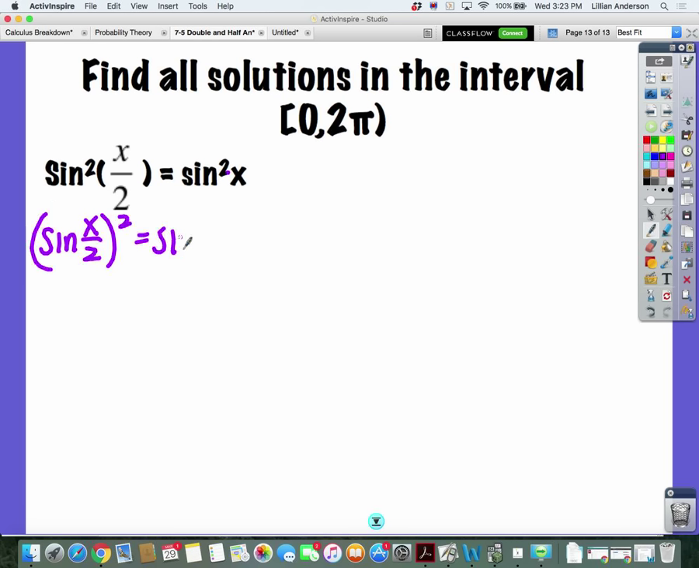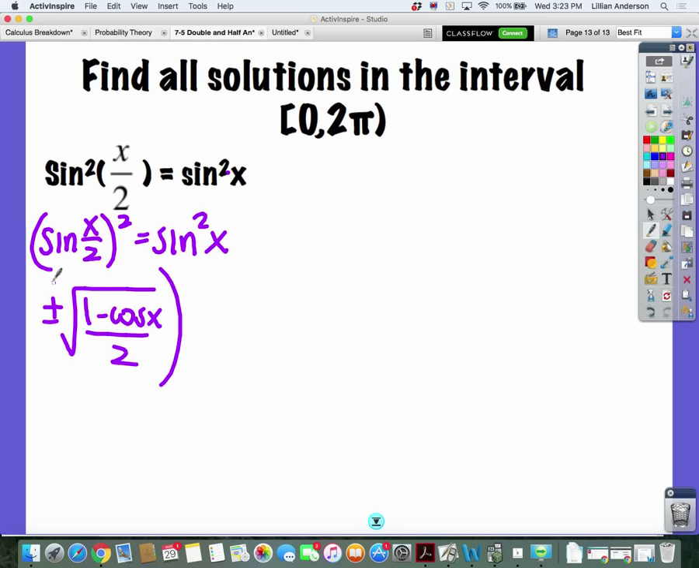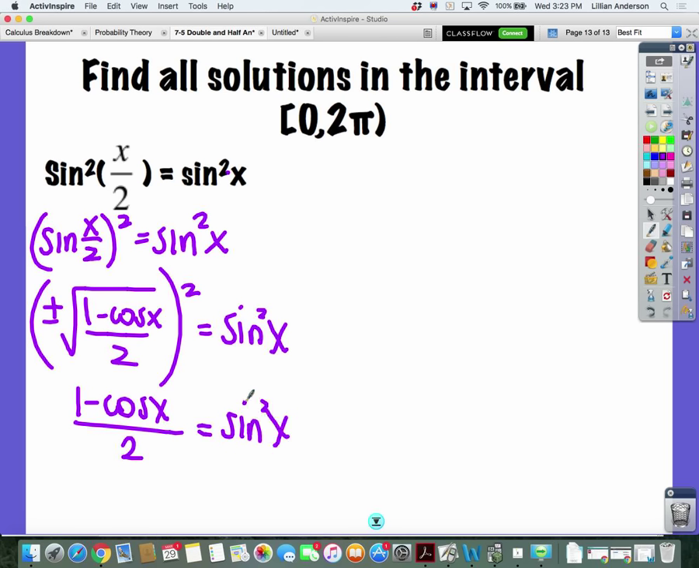like so. And you want to write it like that so you know that you're going to be squaring this particular identity. That is a half angle identity. That is plus or minus the square root of 1 minus cosine x all over 2. You are squaring this entire identity. Now, you know that when you square a square root, they cancel out, which means that the plus or minus is gone as well. So you're just left with 1 minus cosine x over 2 equals sine squared x.